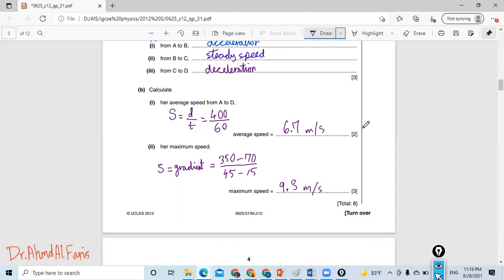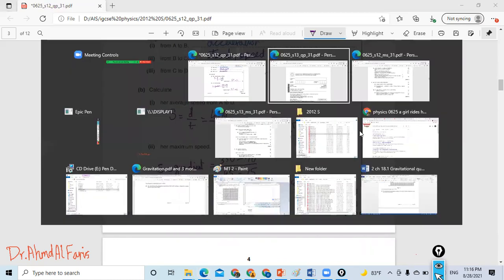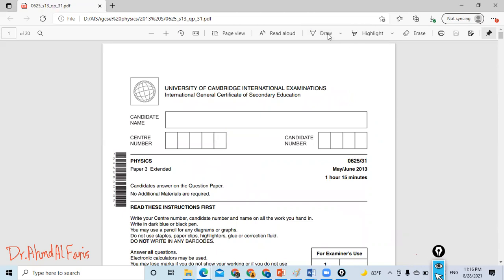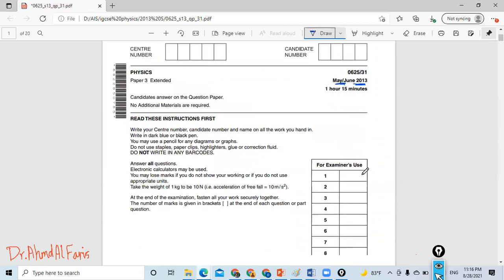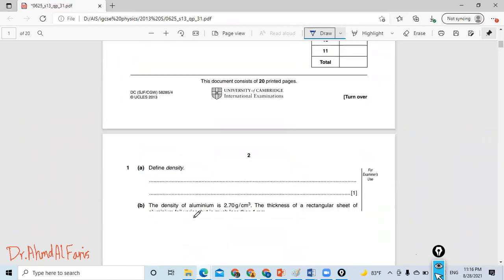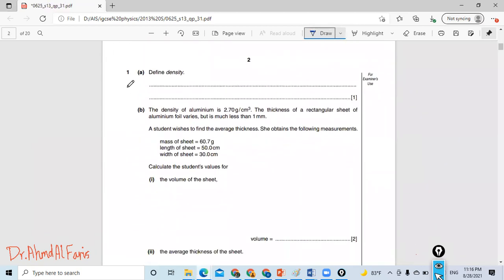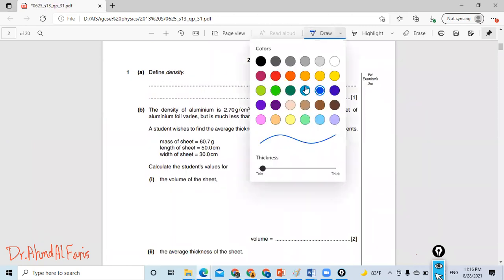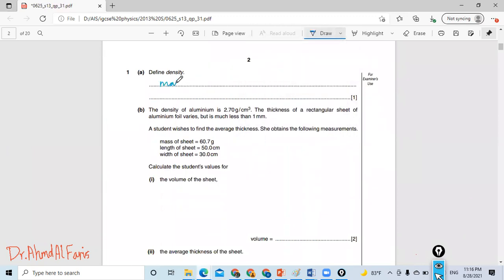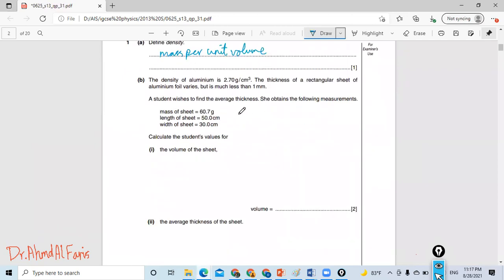We did it. Next, the first and the second question from May, June 2013. The first question is an easy one. Define density: it's mass per unit volume, as all of us know. Density is mass per unit volume. It's a definition formula: density equals mass over volume.